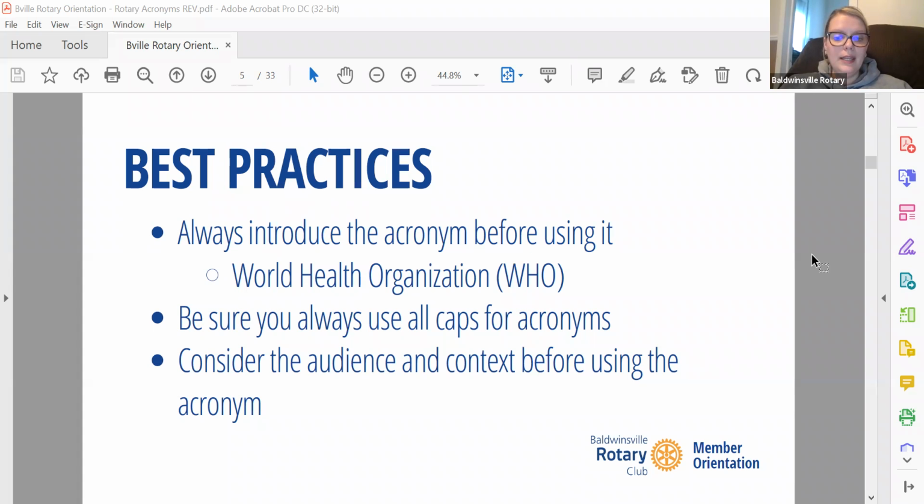Whenever you're writing an acronym, you want to always use all caps. That way people recognize it's an acronym and not just a word or maybe a misspelled word. As you can see in this example for the WHO, if you were to write that in lowercase, it would just look like the word who. And then finally, when you're using acronyms, think about who you're talking to or communicating with and in what context, to make sure it's really appropriate.